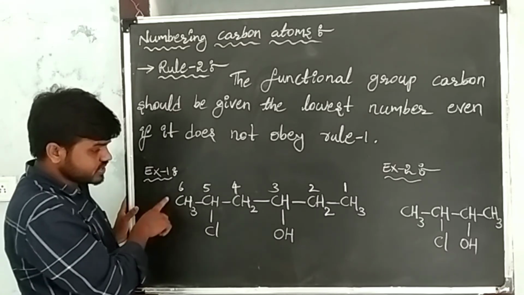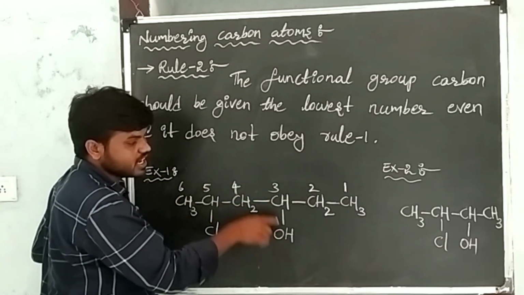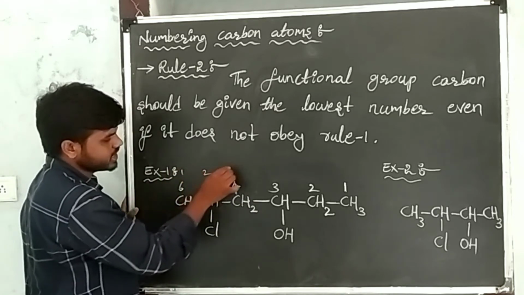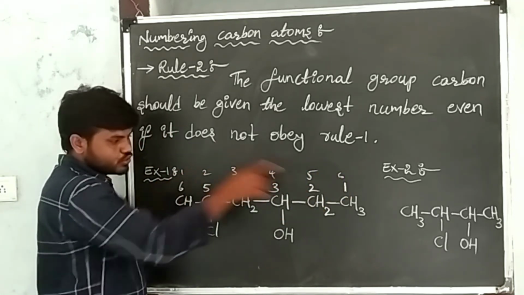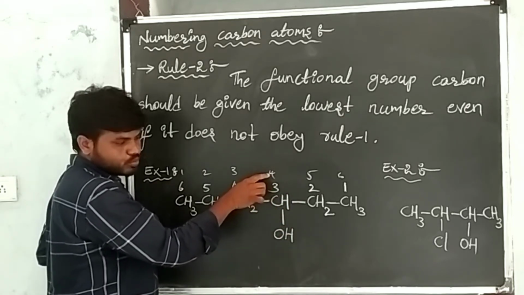If you give the numbers from left to right, this alcohol gets the 4th position. See, first, second, third, fourth, fifth, sixth. I gave numbers from left to right. This alcohol position is 4th position.